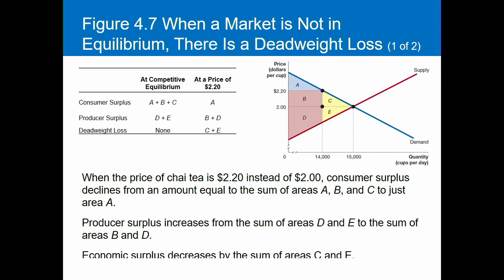So we have these areas C and E that are lost. If the market was in equilibrium, they would be realized, but they're not because transactions aren't taking place. So now just A, B, and D are going to be our producer and consumer surplus, split up between the two.